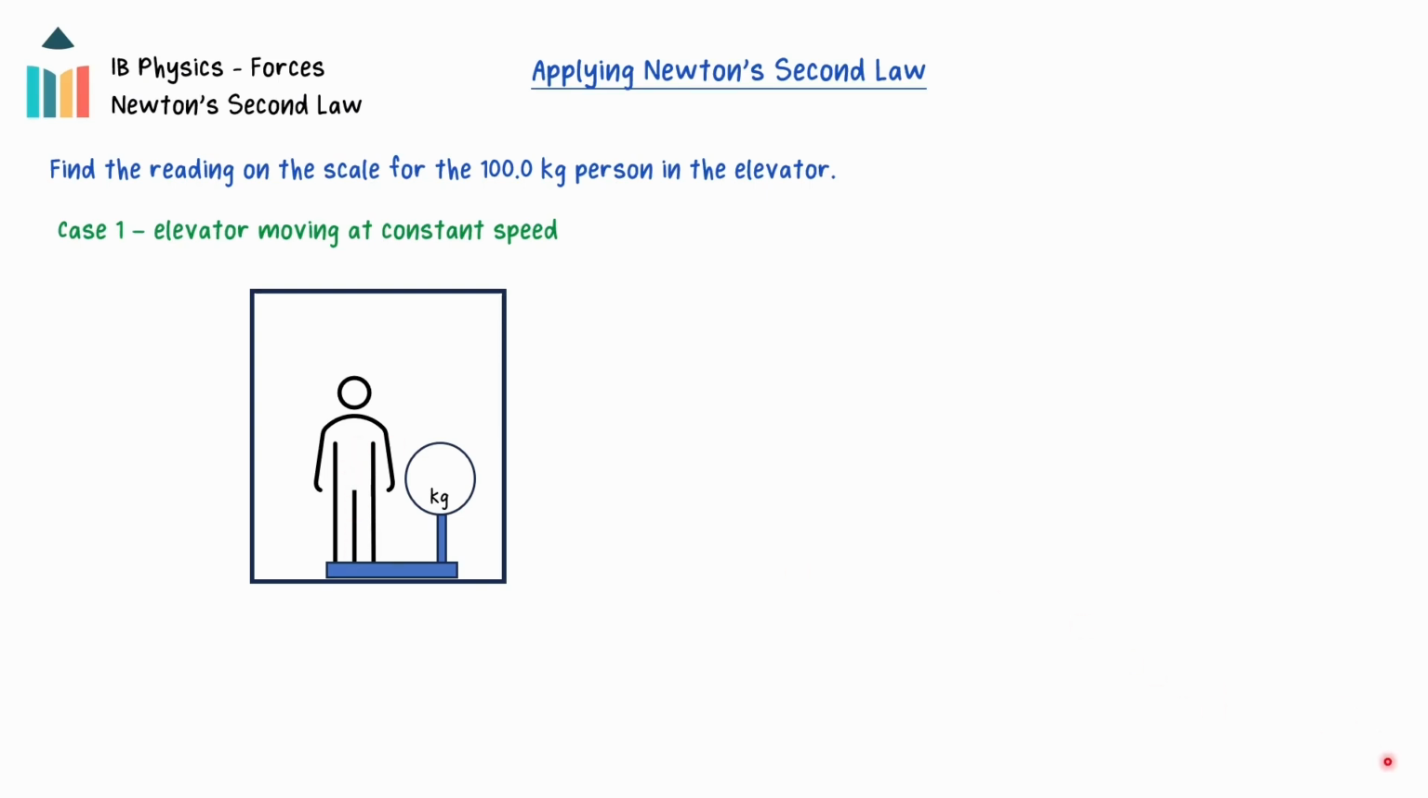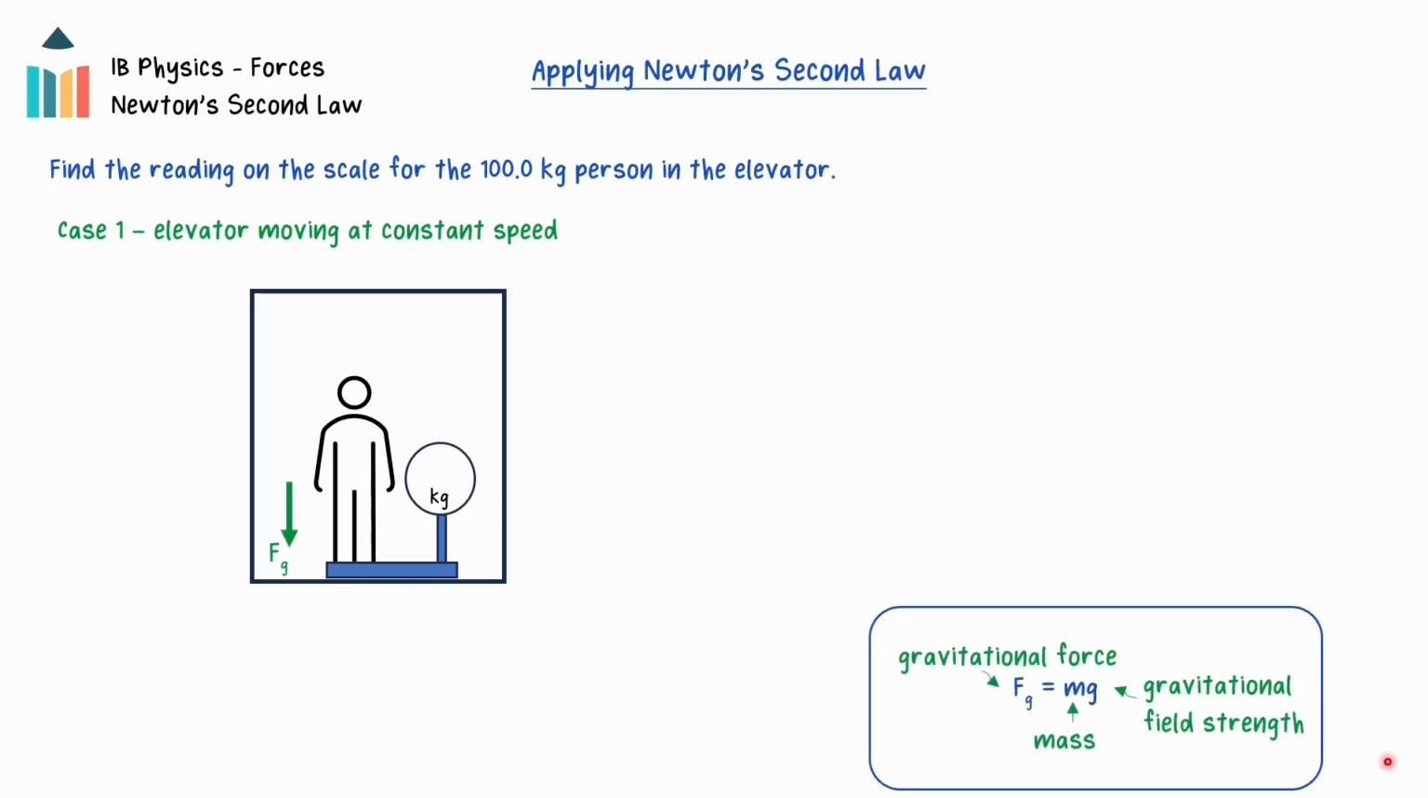If the elevator is at rest or moving at a constant speed, a free body diagram for the person shows the force of gravity acting downwards and the normal force acting upwards from the scale. The force of gravity is a constant value, but the magnitude of the normal force will depend on the motion of the elevator. The net force acting on the person is the vector sum of the normal force and the force of gravity.